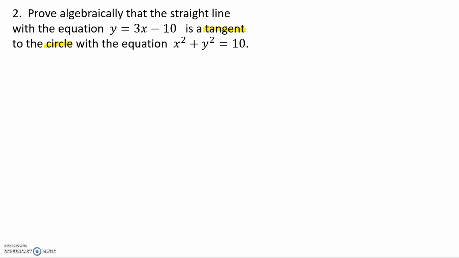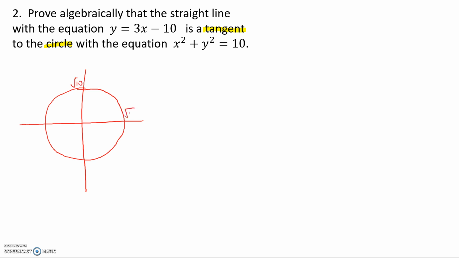So what do we know straight away? Well, we know that we've got a circle with the equation x squared plus y squared equals 10. And hopefully you know that that means that the radius of this circle is root 10. So that's root 10. That's root 10. And I don't think we need it, but that's negative root 10. And that's negative root 10.